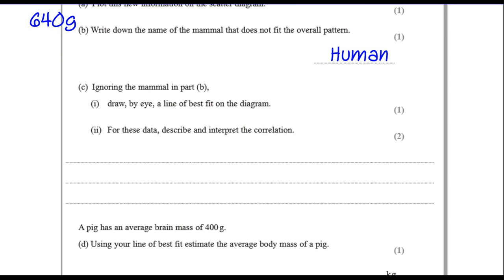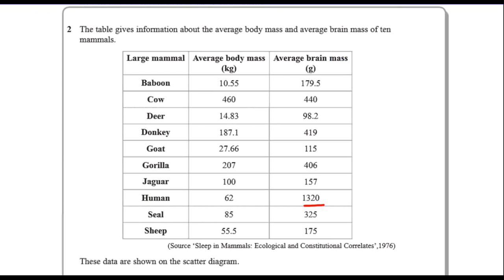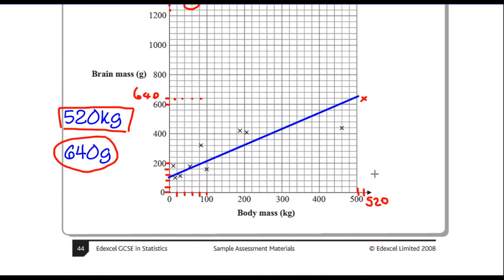Part II. For these data, describe and interpret the correlation. So, the correlation is going upwards as we go from left to right, and we need to think in terms of brain mass and body mass, ignoring humans because we're special. Okay, so basically, as the body mass increases, the brain mass increases in general, but we are very, very different to that, aren't we? Because we're very clever and we're not massive.